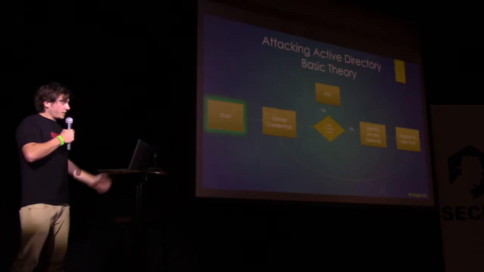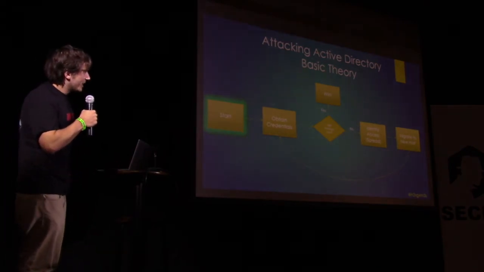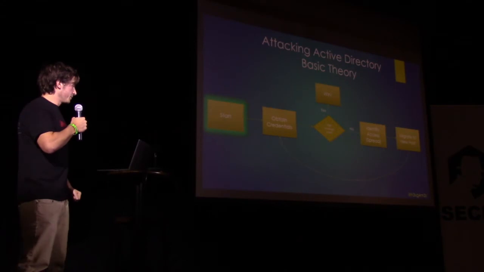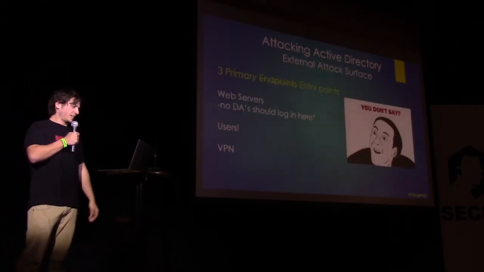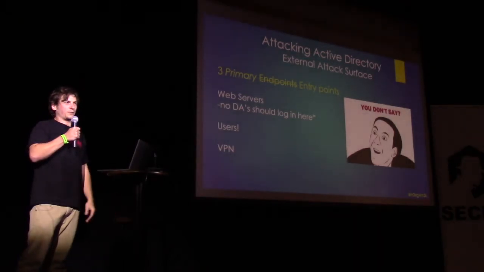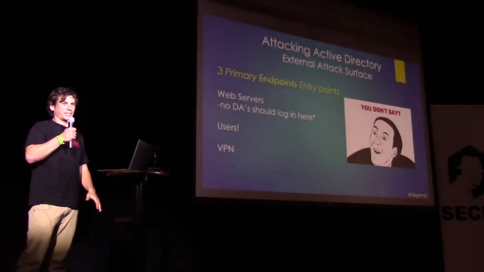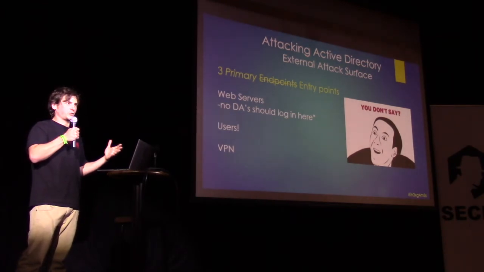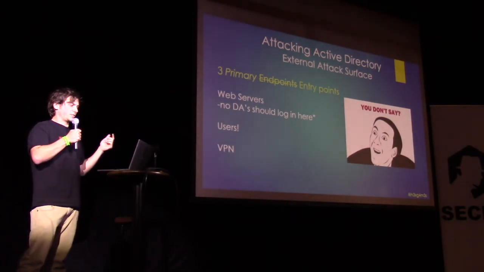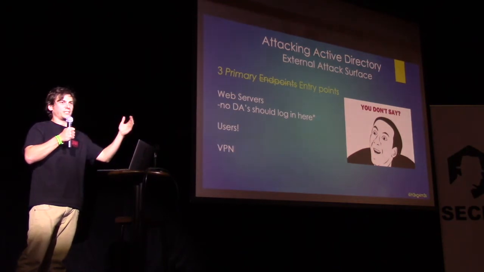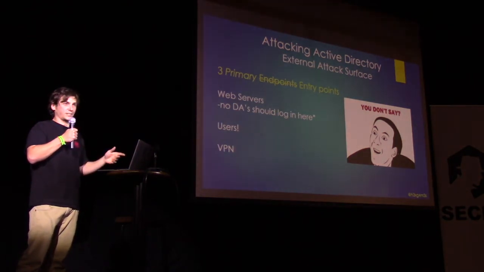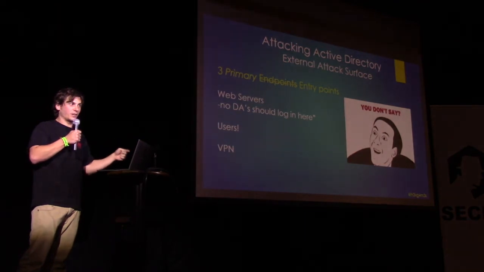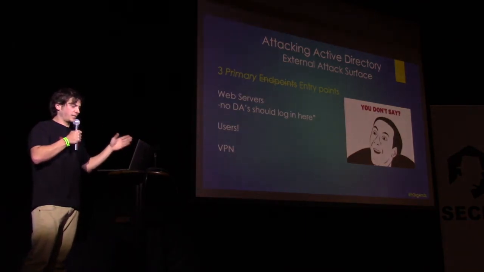So the basic theory, you probably can't read that from too far away, but this is the start here, and we're going to loop through this. This is a really awful way to explain your external attack surface, but there are 3 primary entry points for an attacker. There are the web servers, anything you're hosting that's facing the internet. Everyone kind of knows that. You can have your SQL injection or whatever getting in on there. That's another reason why your domain admin should never log into a web server that's hosting anything.